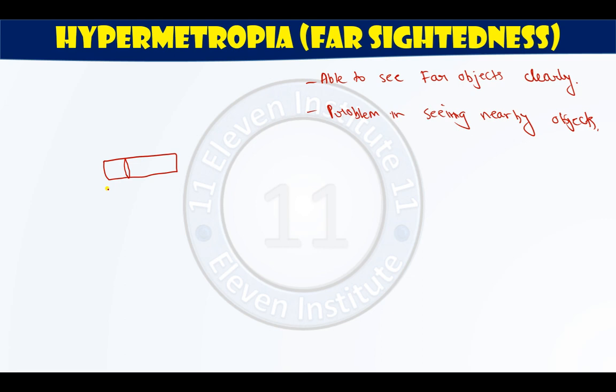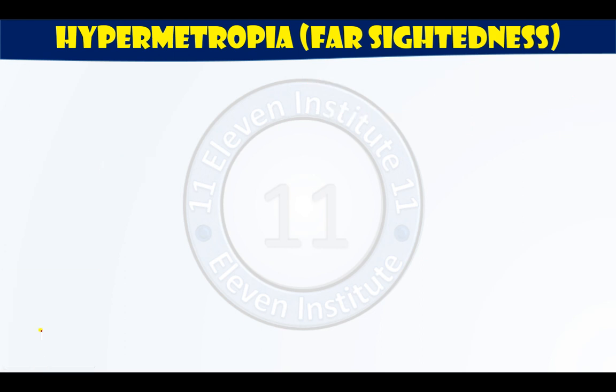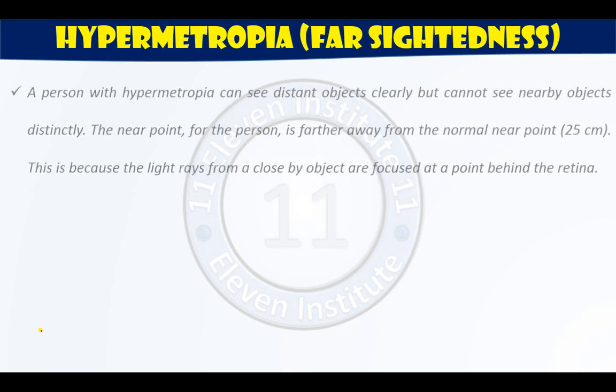It means that they can easily see something that is situated far away. Right? But they have a problem seeing something which is quite near to them. Such a condition is known as farsightedness. It is also known as hypermetropia. So let us now discuss this.